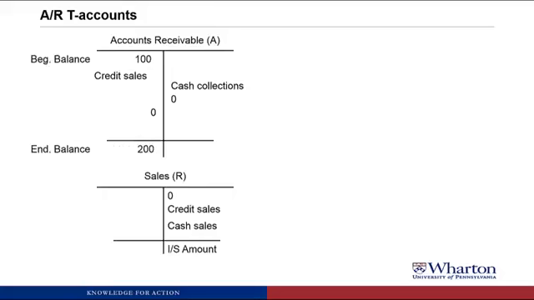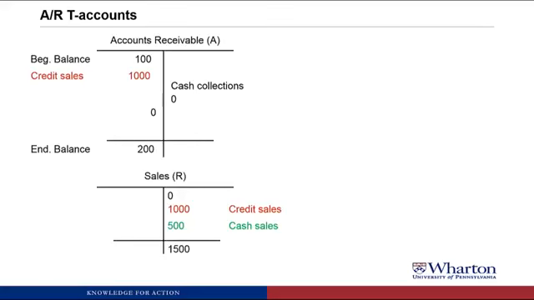Now what we're going to do is have our beginning balance of accounts receivable 100, our ending balance 200. We're going to assume that we had 500 of cash sales and $1,000 of credit sales. So that's a total of $1,500 of sales. And notice we put the $1,000 of credit sales into accounts receivable. Now the only thing that we don't know in the accounts receivable T account is cash collections. So we can solve for that. If we take the beginning balance of 100 plus $1,000 of credit sales minus the ending balance of 200, we end up with cash collections of 900.